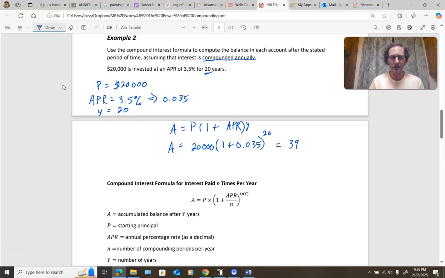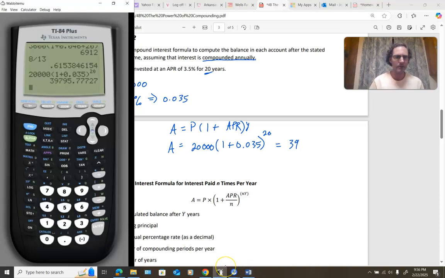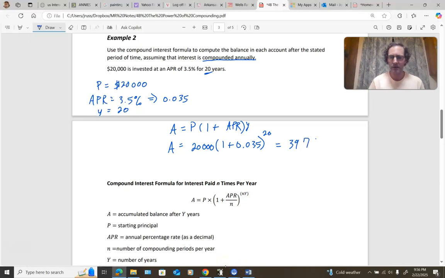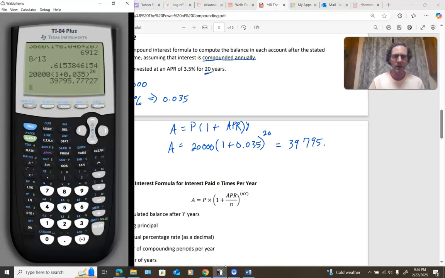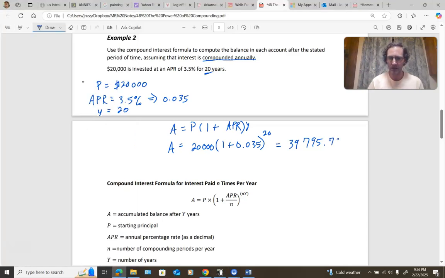It's $39,795, and let's round this to the nearest cent. Okay, so that would be the hundredths place. So this 7 right here will bump this 7 up to an 8. So this will end up becoming 78 cents. Okay. So this is over a 20-year period. Our money has almost doubled.